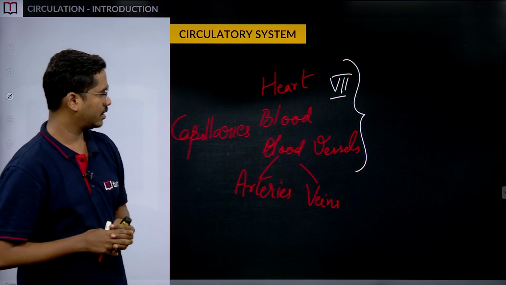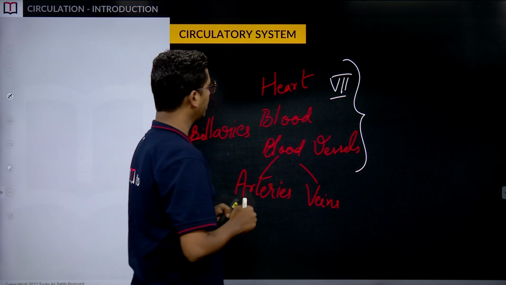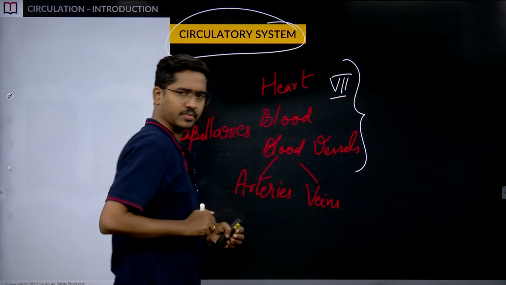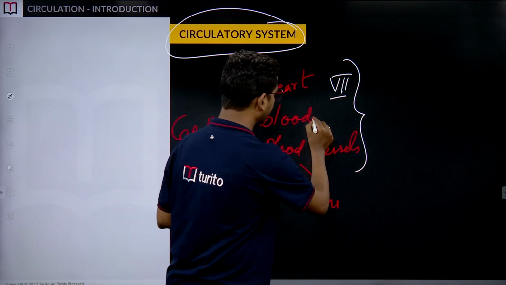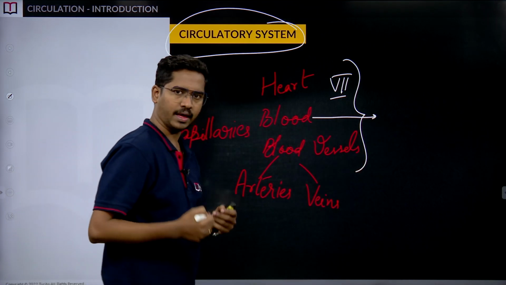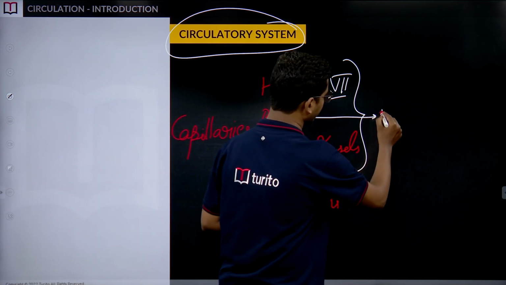Now, here these are the main components of the circulatory system. That is what we know. When it comes to blood, we know blood as a fluid connective tissue. Hope you remember, where did you learn this?